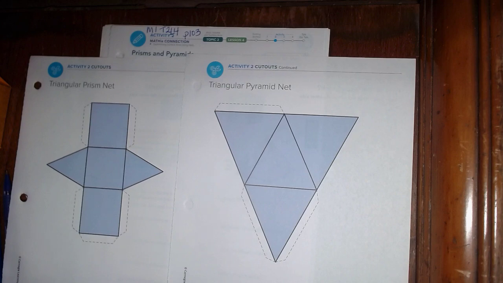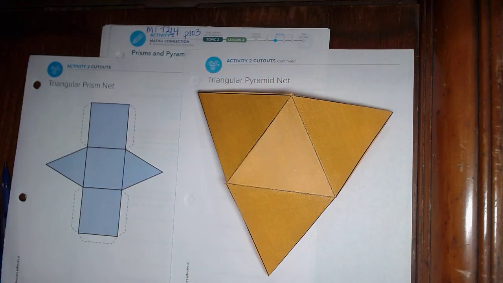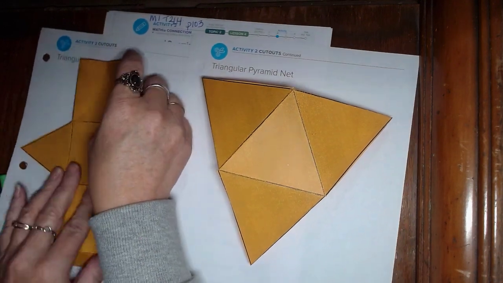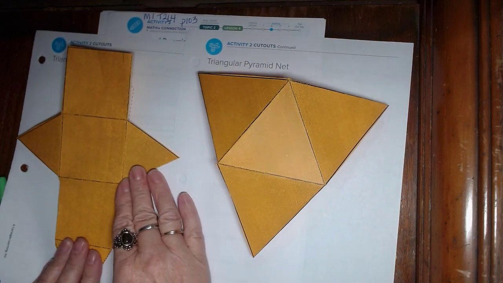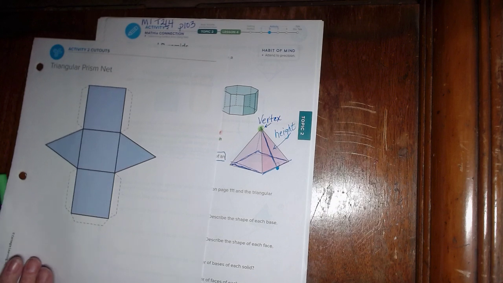Okay, and I actually have some of these cut out from some cardstock. So I have this one, and I have this. Okay, let's just move these pages here out of the way.